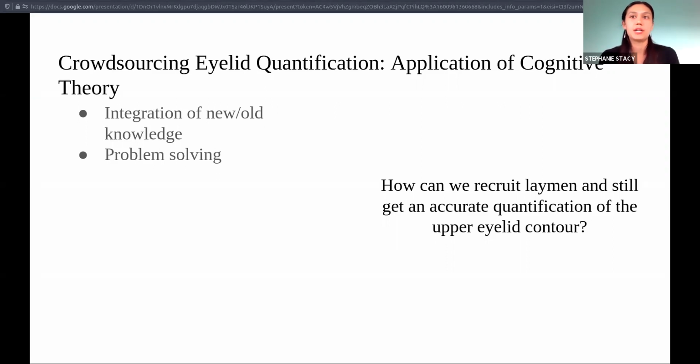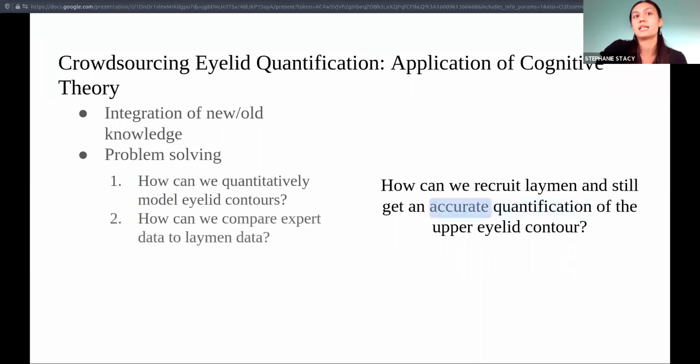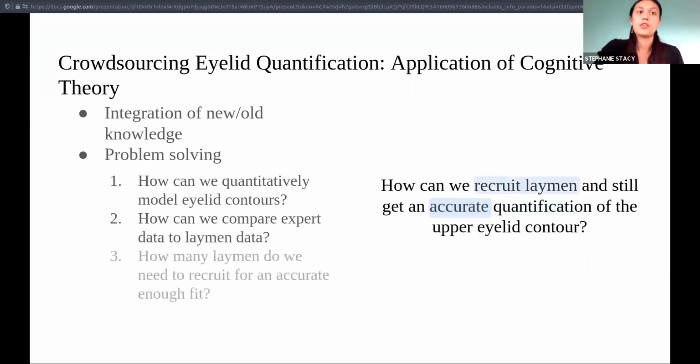And so they were able to break down this question into essentially 3 pieces. The first is, how can we quantitatively model these eyelid contours? The second is, how can we compare expert data to layman data? And that'll give us a notion of accuracy. And the third, and possibly the end goal of what they were really interested in, is how many laymen do you need to recruit for an accurate enough fit? So this is really the cognitive theory side of it and how they started to think about this problem.